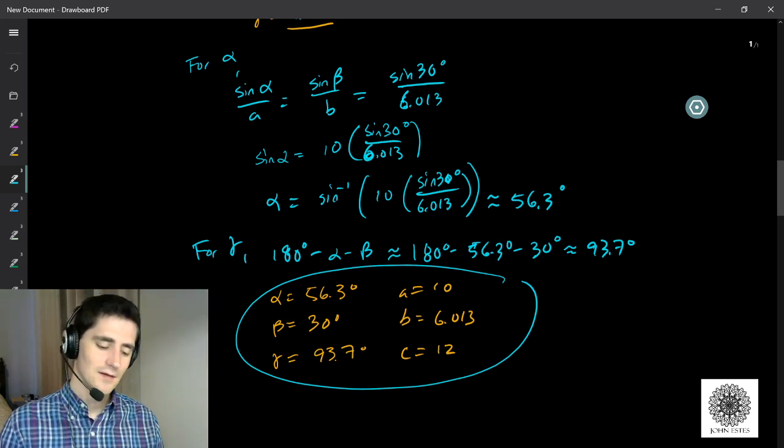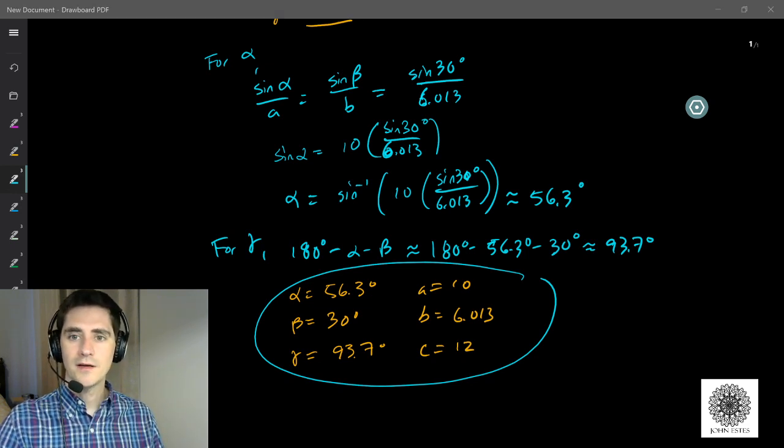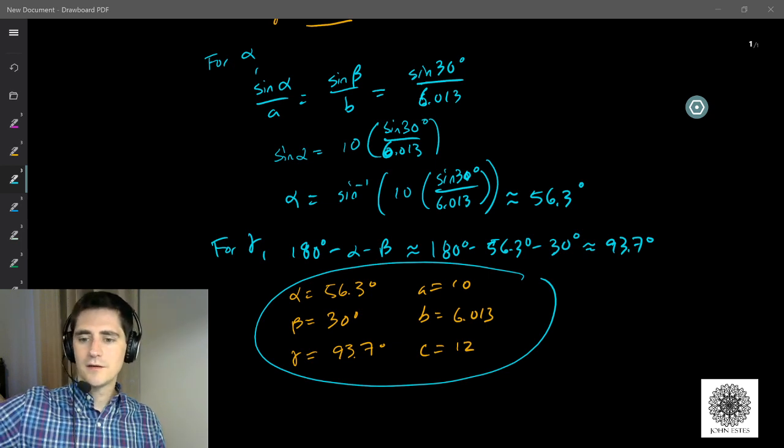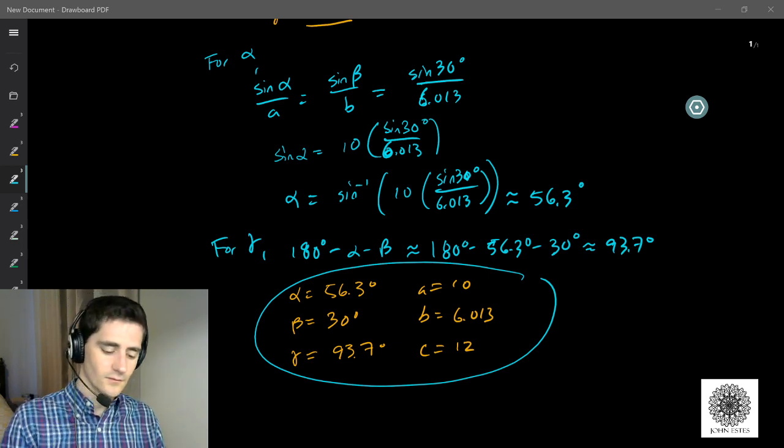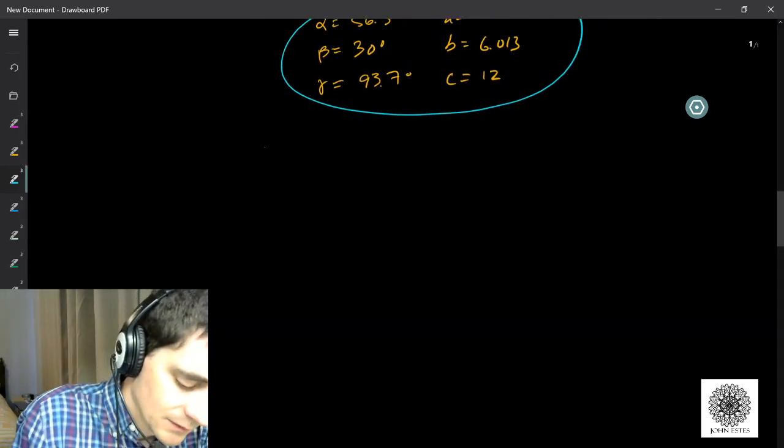We solved it. Side angle side, you just need to apply law of cosines one time, and then we can use law of sines and our other pieces of information to go from there. All right, so let's look at another one. Let's look at our last case. So example 2.